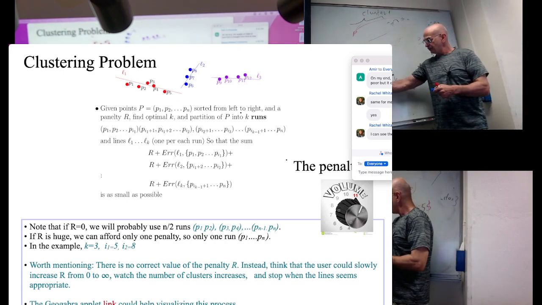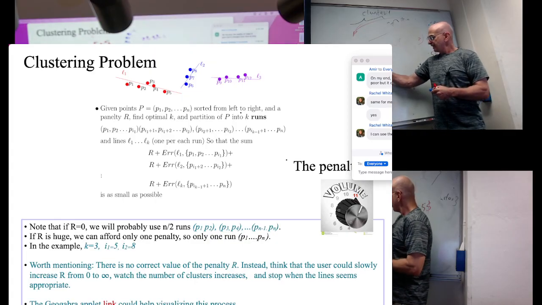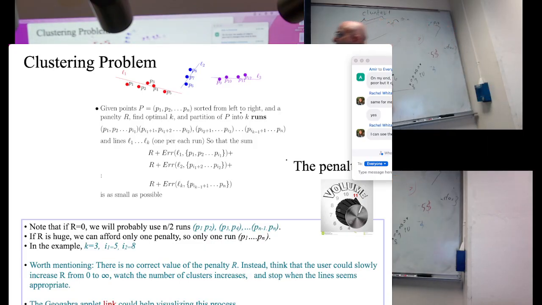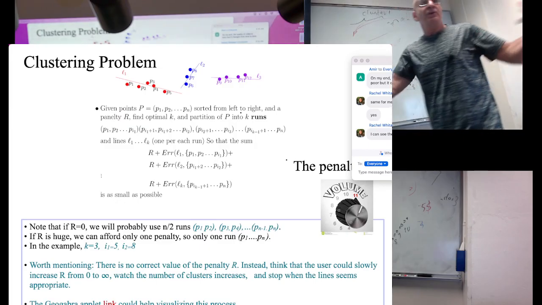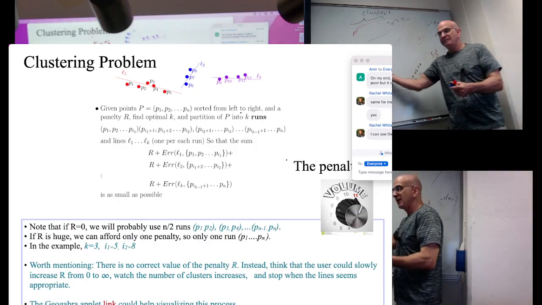Take point 1 and point 2 together, put a line through them. Take 3 and 4 together, put a line through them. You don't pay any error over here. And you can afford tons of runs because you don't pay any penalty for each one.